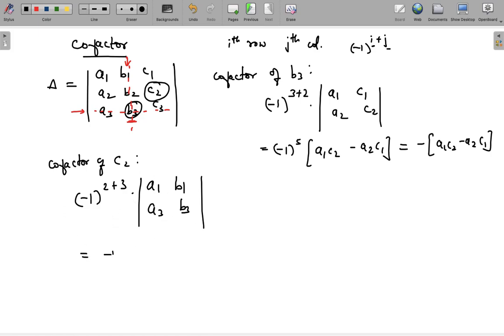What will this be? This will be -1 raised to the power 5 into (a1 b3 minus a3 b1). -1 raised to the power of any odd number is negative. So it will be negative of (a1 b3 minus a3 b1).